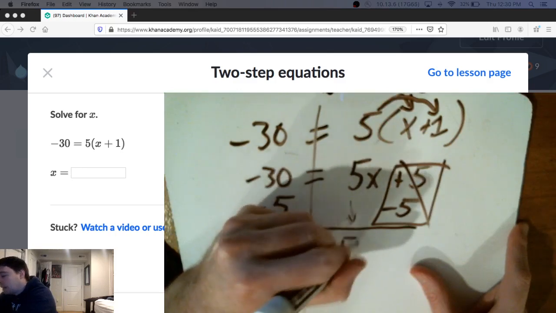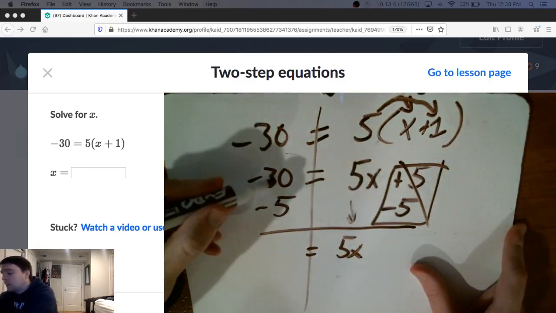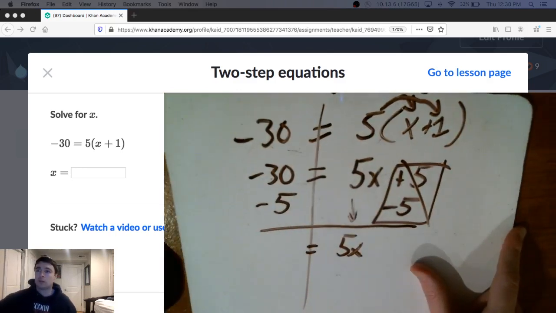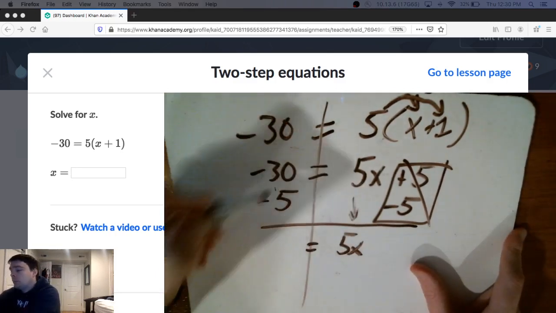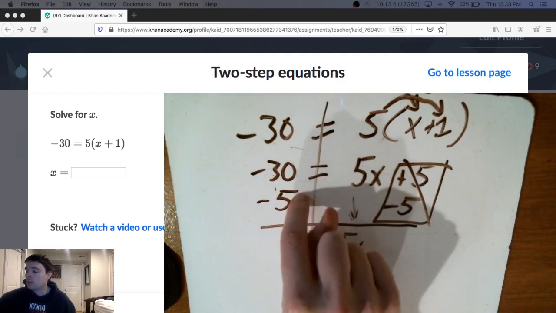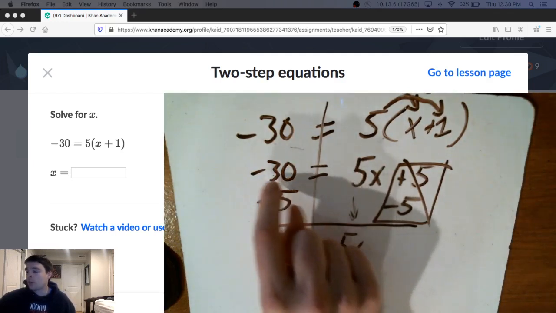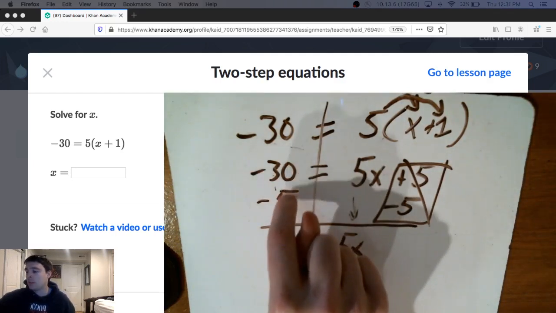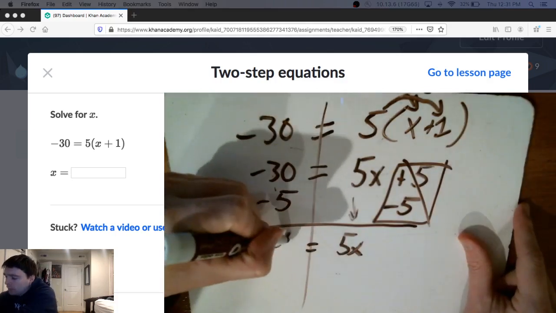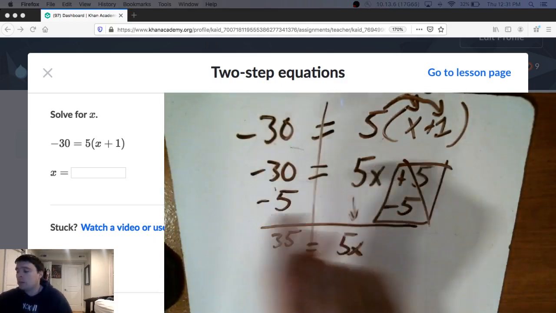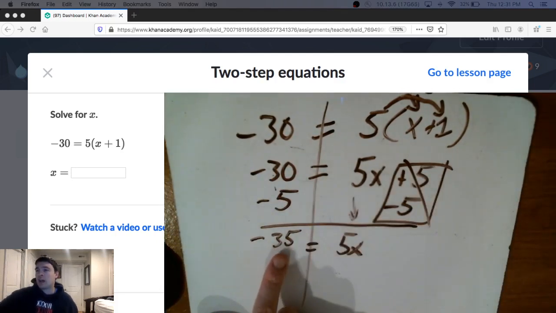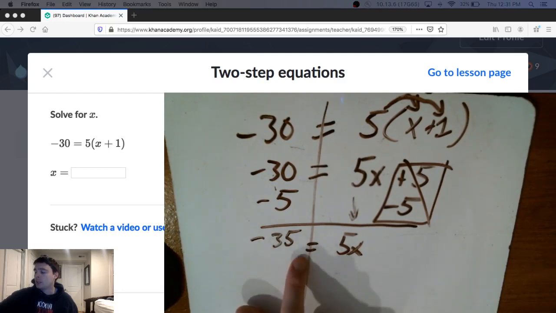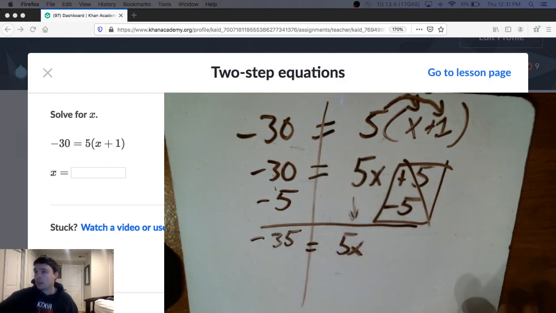Bring the 5x down, and I need to figure out what negative 30 minus 5 is going to make. Hopefully we recall there's a bunch of ways to combine two negative numbers. For me, whenever I combine two negative numbers, I just add them up. 30 and 5 would make 35. So if I have two negative numbers combined, I'm going to have a negative 35 after I add those two negative numbers up. That negative 35 needs to be equal to 5 multiplied with x.